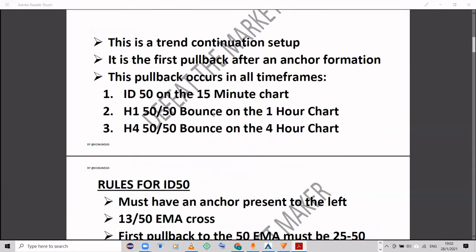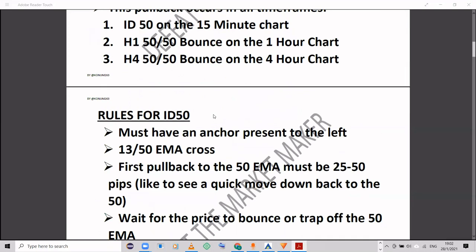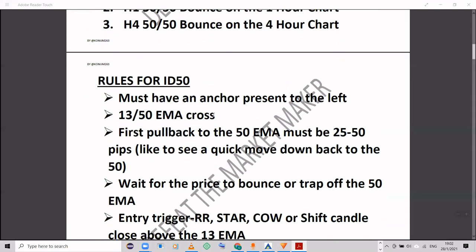So for the ID50, the one that occurs on the 15-minute time frame, the rules are that an anchor must be present. The first rule is that an anchor must be present to the left. There must be an anchor formed to the left. The second one is that the 13 and the 50 EMA should cross.